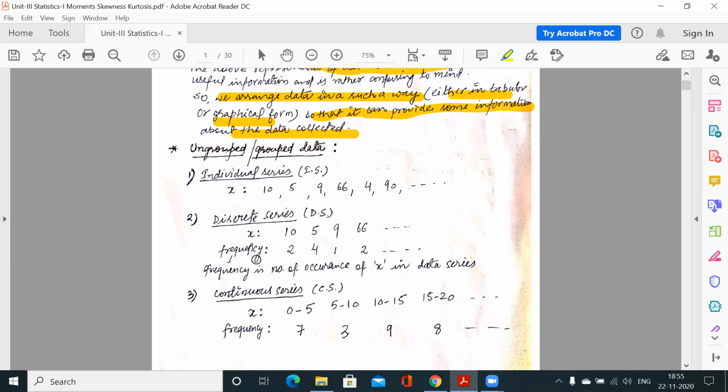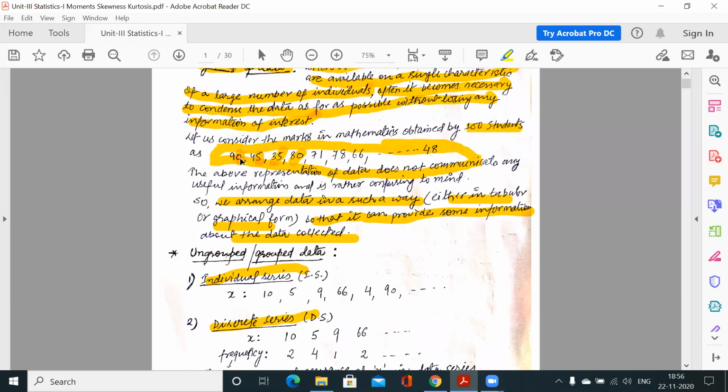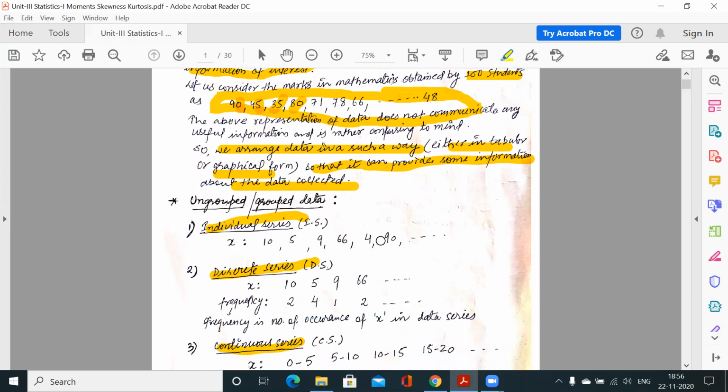So we have three kinds of representation here. The collected data may be in the form of individual series, discrete series, or continuous series. So what is the individual series of the data? Here we have the data points only. Suppose this form is the individual series form. All the marks are written one by one, separated by commas. So this is individual series.